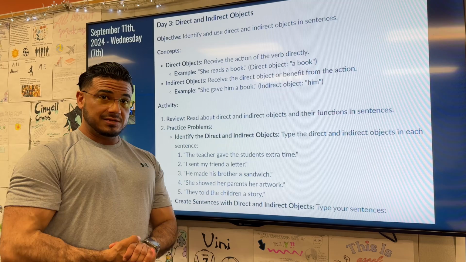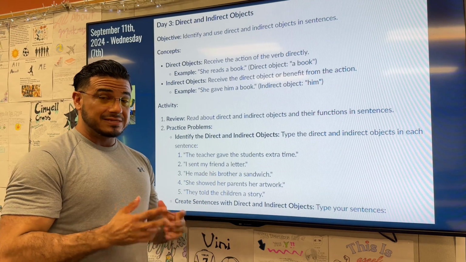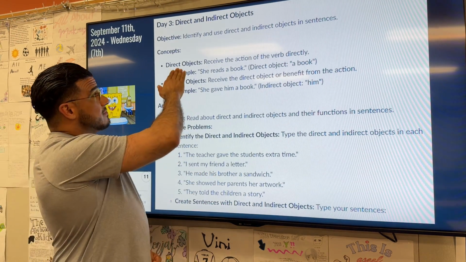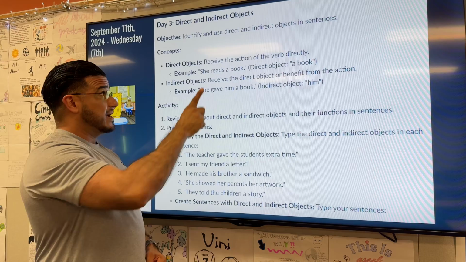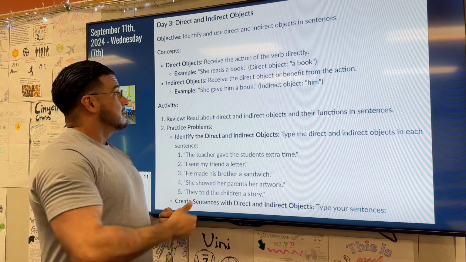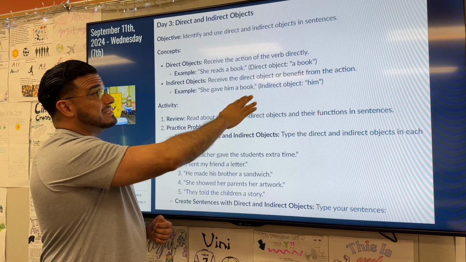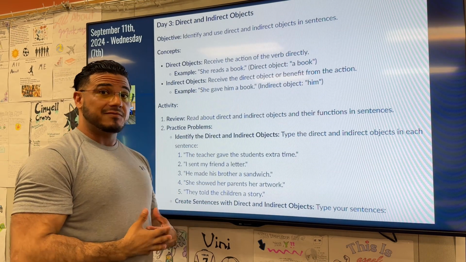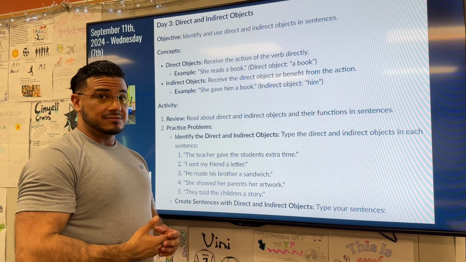Okay, so just to clarify what we've gone over in today's lesson, we reviewed both direct and indirect objects. Direct objects being the direct recipients of an action. Indirect objects receive the object or in some way benefit from the action in that sentence.